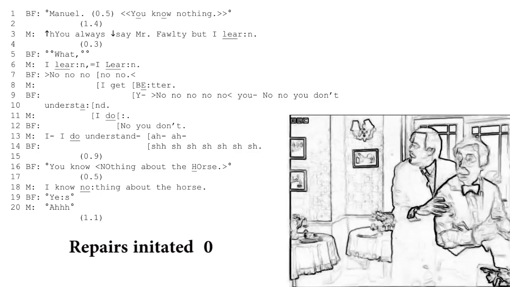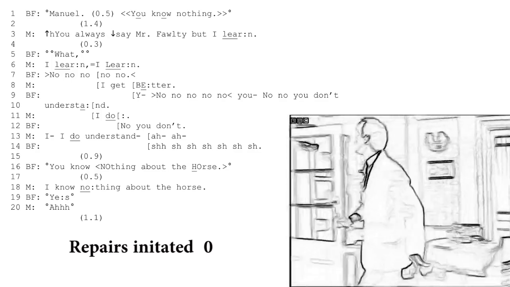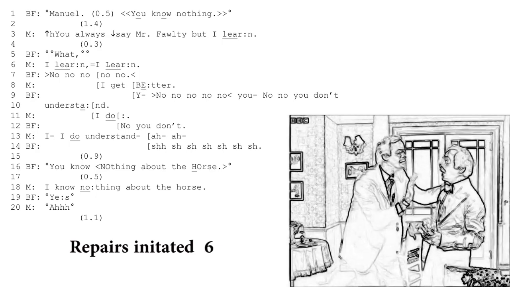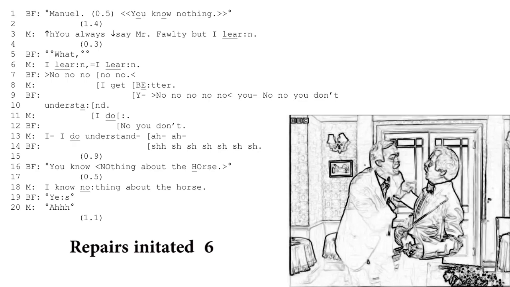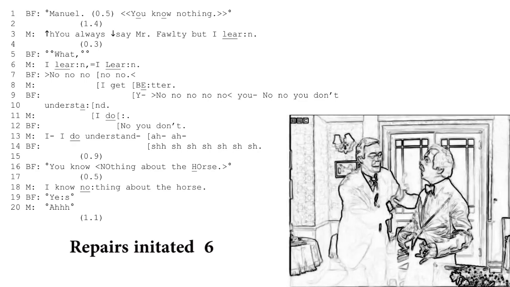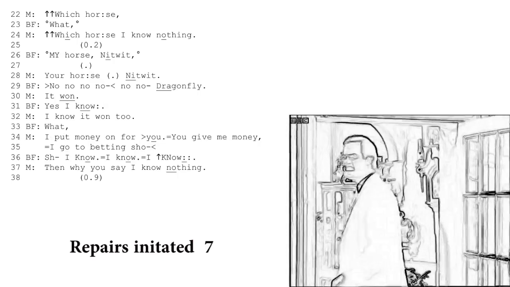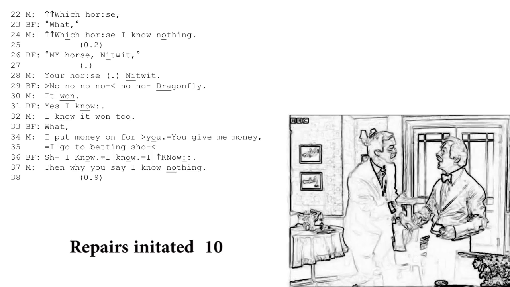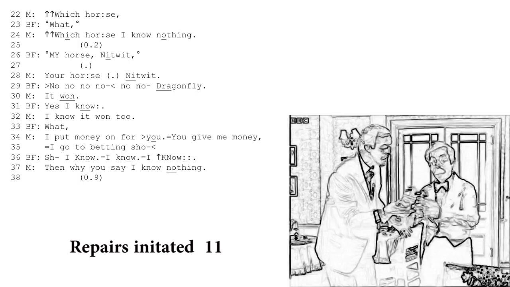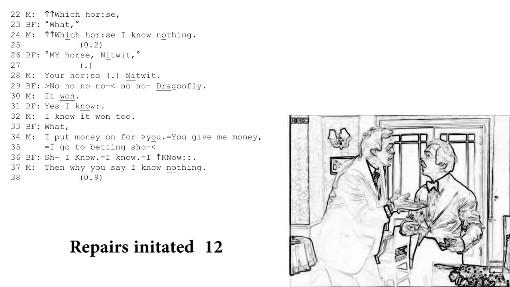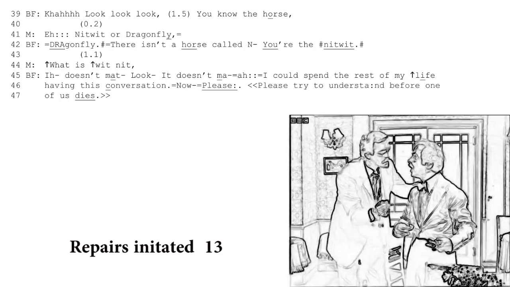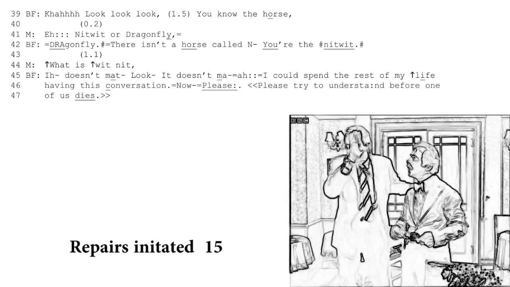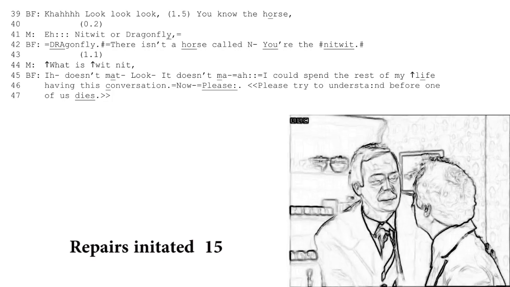Oh, your horse, it wins. Manuel, you know nothing. You always say, Mr. Forty, but I learn. What? I learn. No. I get better. No, you don't understand. I do. No, you don't. I do understand that. You know nothing about the horse. I know nothing about the horse. Yes. Which horse? Which horse I know nothing? My horse, nitwit. Your horse, nitwit. No, dragonfly. It won. Yes, I know. I know it won too. What? I put money on for you. You give me money, I go to vet. Yes, insurance. I know. Why you say I know nothing? Look. You know the horse? Nitwit or dragonfly? Dragonfly, that isn't the horse called Nit. You're the nitwit. What is with me? It doesn't matter. Look, it doesn't matter. Oh, I could spend the rest of my life having this conversation. Now, please try to understand before one of us dies.